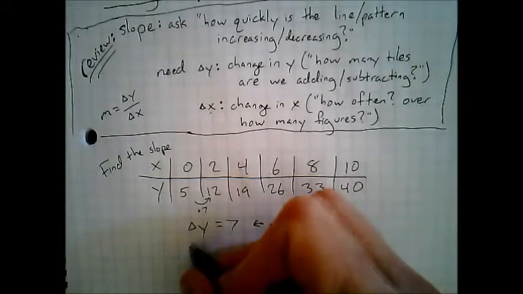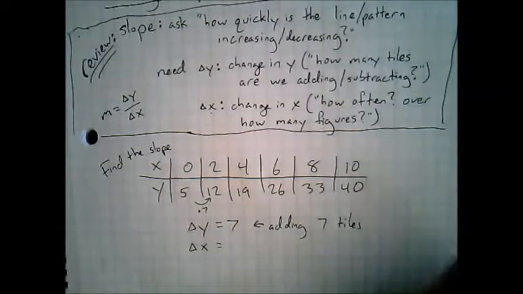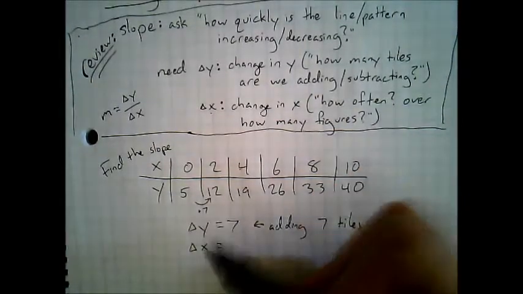And now we need to ask ourselves, how frequently or how often are we adding those 7 tiles? Over how many figures are we adding these 7 tiles? So we want to know, what's our delta x?